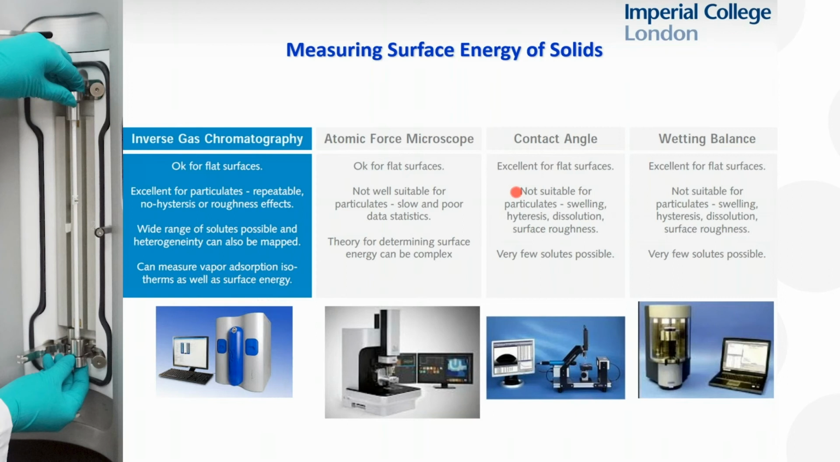So actually, it turns out if you want to do particulate materials or fibers, the inverse gas chromatography method is the best. It's more reliable, it's more reproducible, and doesn't suffer from a number of the experimental problems that you have using AFM or contact angle determinations. So we're going to talk about the use of IGC for determining the surface energy of powders right now.